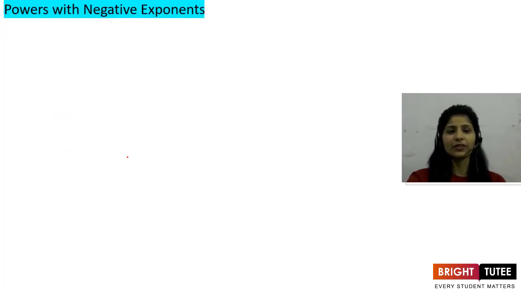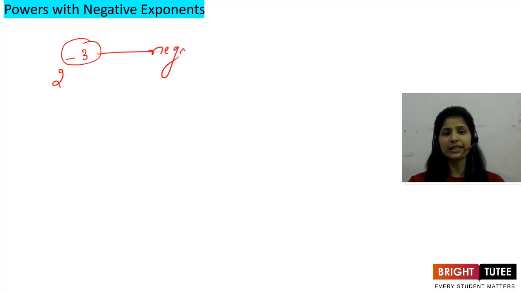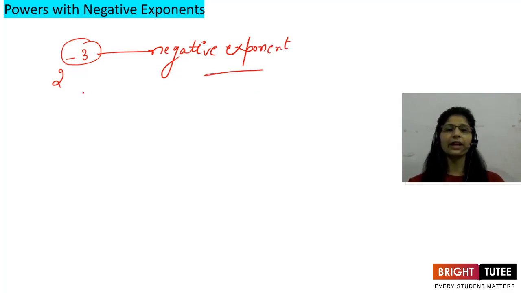Now I'll be telling you about powers with negative exponents. Suppose I say 2 to the power minus 3. This is a negative exponent. So in this chapter, we will mainly focus on negative powers, that is, powers with a negative exponent.